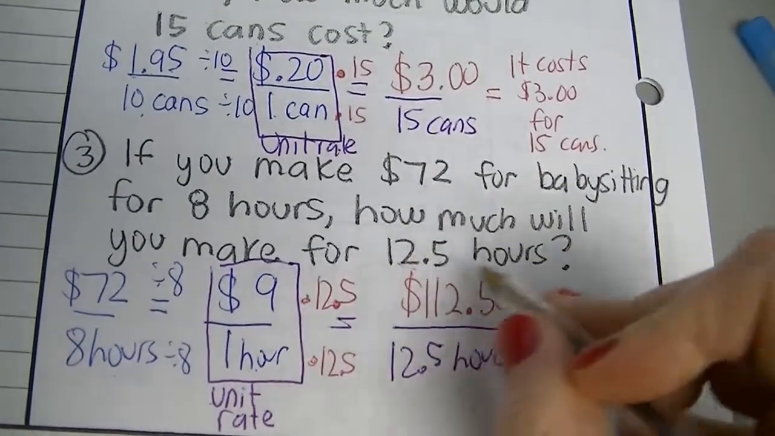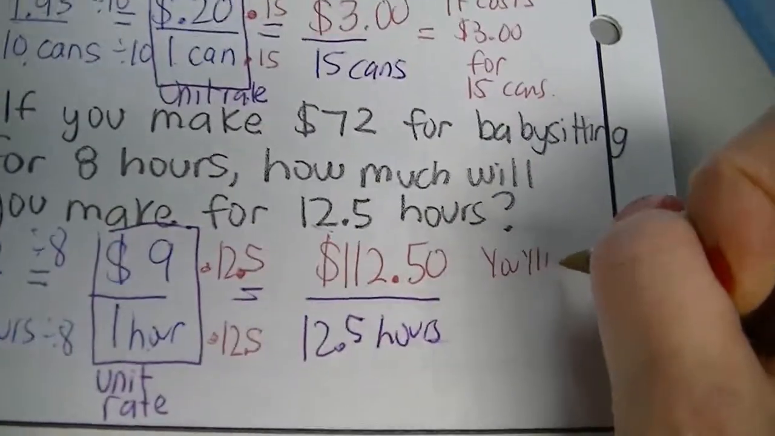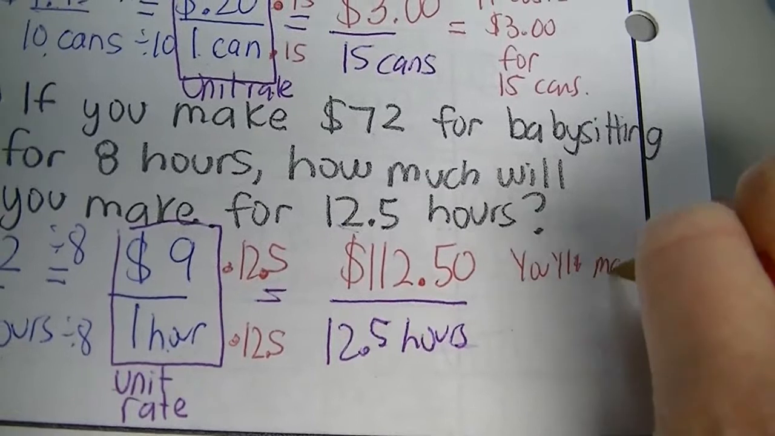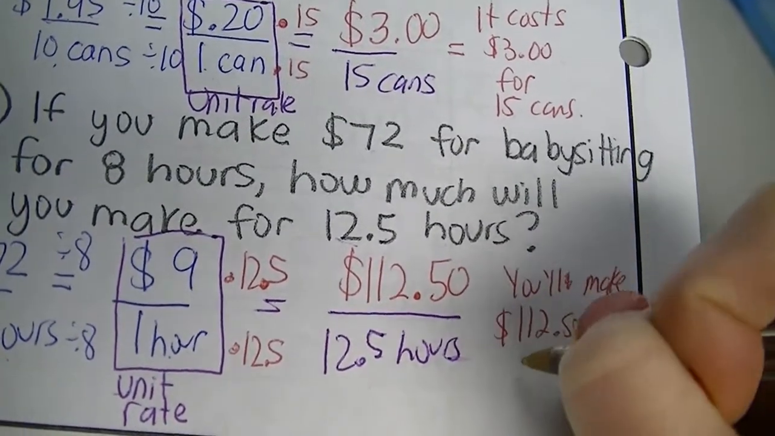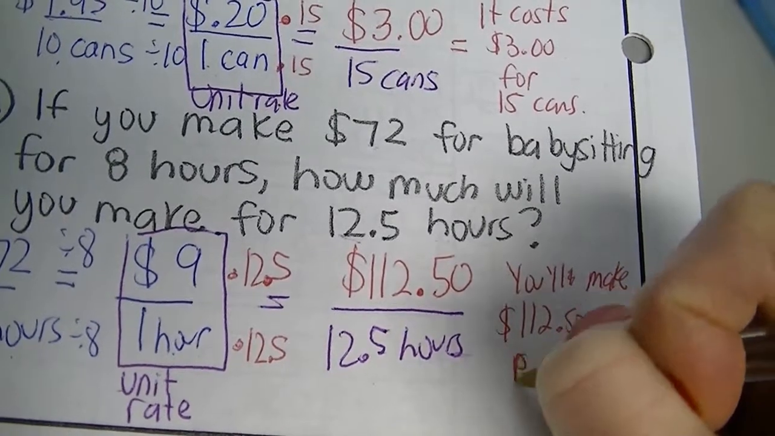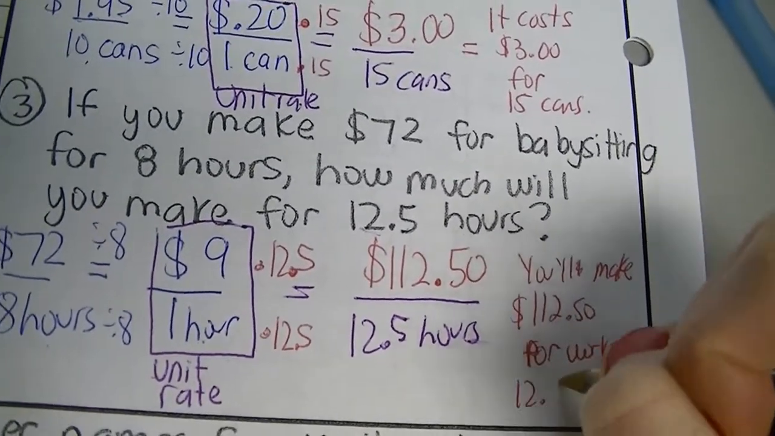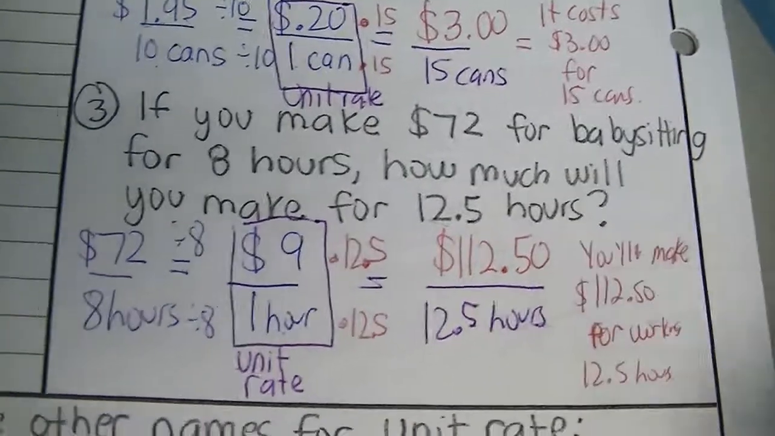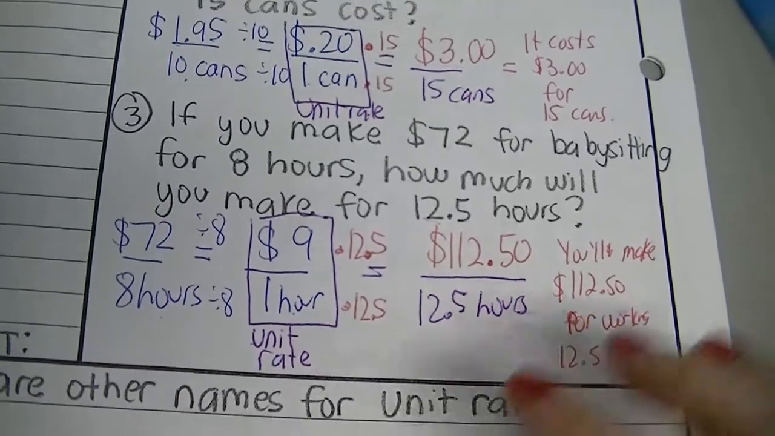Now I do want you to write the statement. So how much will you make for 12 and a half hours? You'll make $112.50 for working 12 and a half hours. Okay, for your summary. So these are the answers, okay?